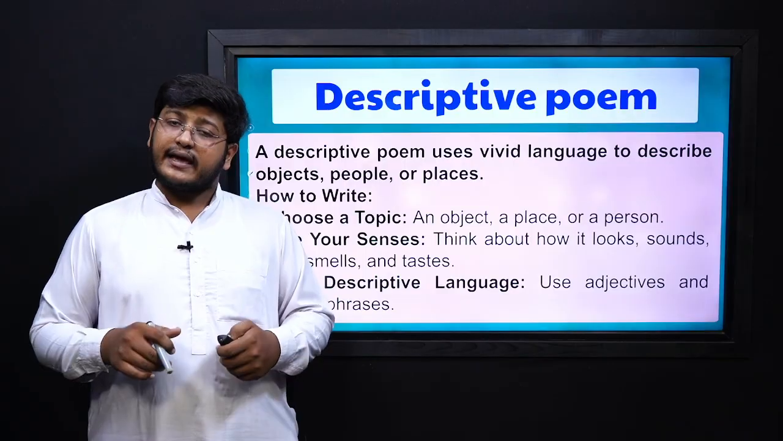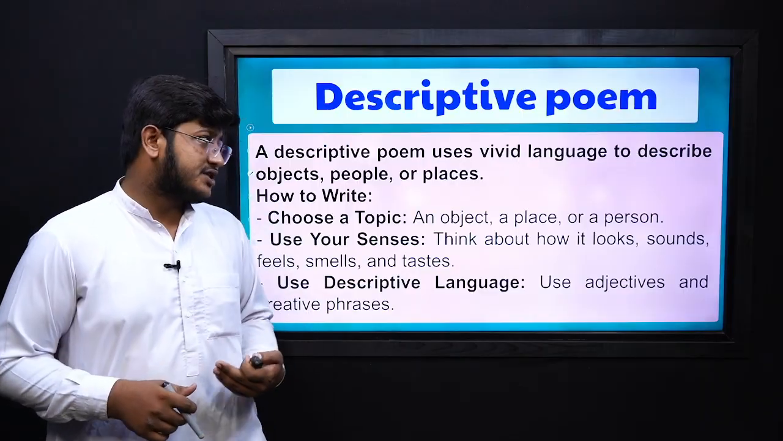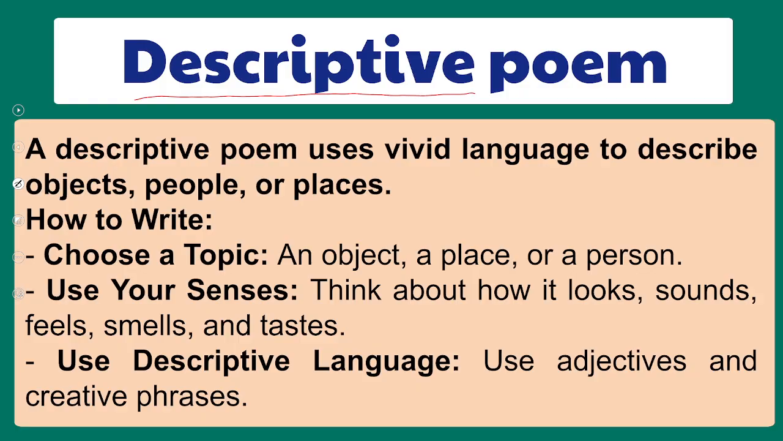So let's go further. In this lecture, in this SLO, we have to learn about descriptive poems. Let's find out what is meant by descriptive poems. The word descriptive comes from description, and description means to tell about something, to describe something. So these poems actually describe different objects. They define or tell us about different objects. A descriptive poem uses vivid language to describe objects, people or places. Such poems are centered upon some place, people, object or person, and they describe or tell us about that thing, that person or that place.